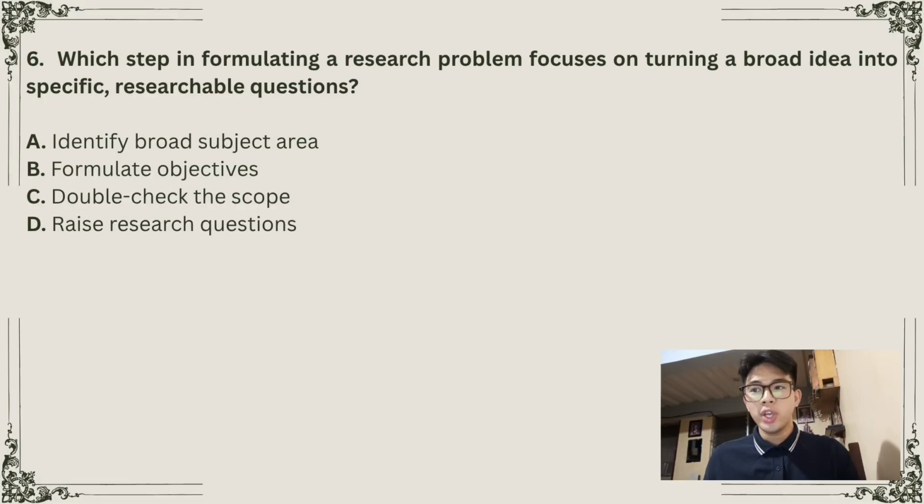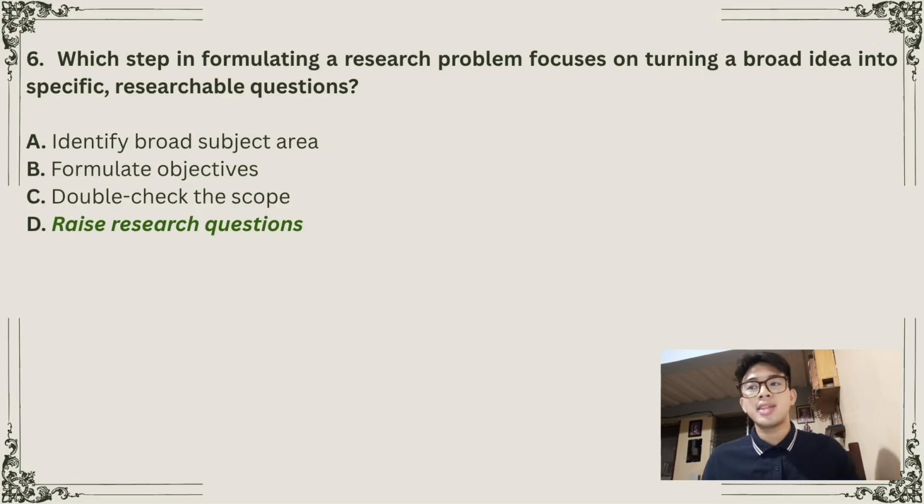Number 6. Which step in formulating a research problem focuses on turning a broad idea into a specific researchable question? Letter A, identifying broad subject area. Letter B, formulate objectives. Letter C, double check the scope. And letter D, raise research questions. If your answer is letter D, then you are correct.